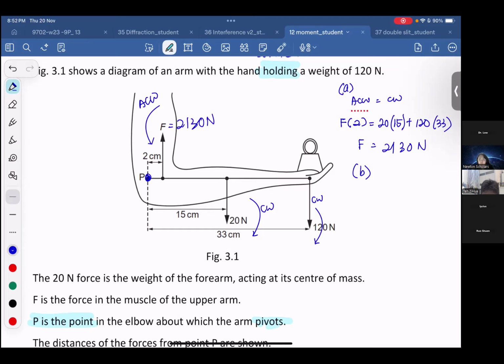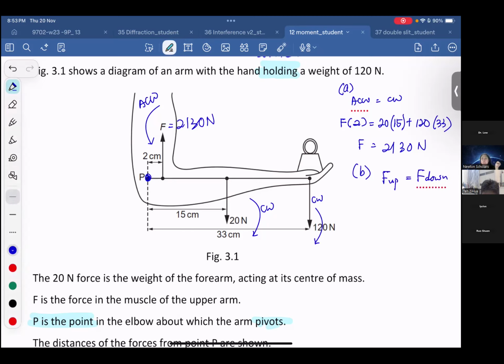Crystal, no. Direction is not distance, because it's acting on the pivot. It's not asking you distance. It's asking you the direction. Is the force acting upward or downward? Teresa, so is it upward or downward force? Megan, correct. Dear, you guys look at me. For B, how do we solve? We can use upward force equals to downward force. Net force is 0.